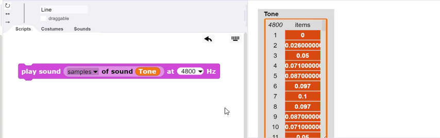By way of comparison, the note A above middle C that orchestras use for tuning has a frequency of 440 hertz.